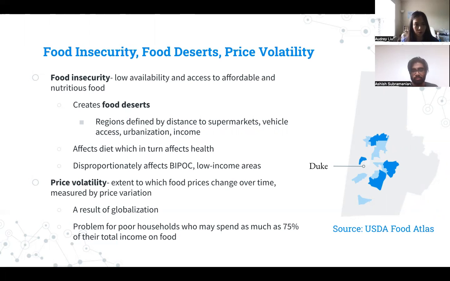We also focus on the issue of price volatility, which is the extent to which prices change over time, measured by price variation. This is often a result of globalization, and it's often a problem for poor households who spend much of their total income on food.